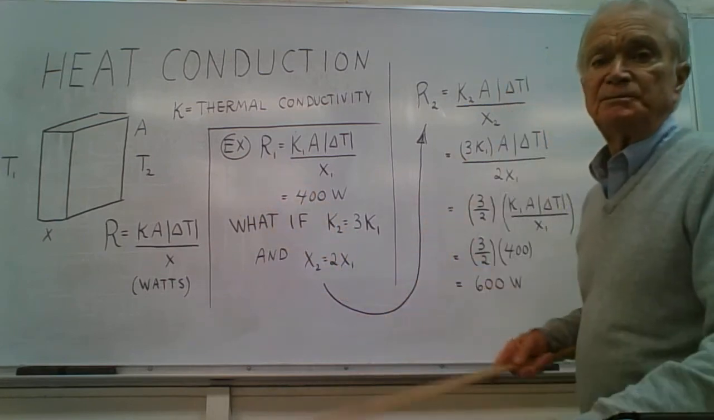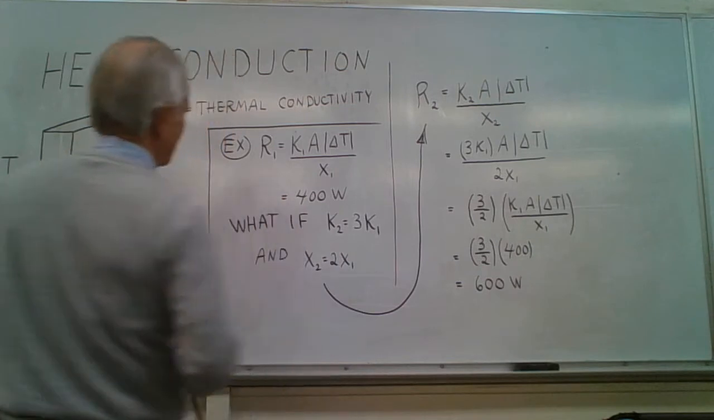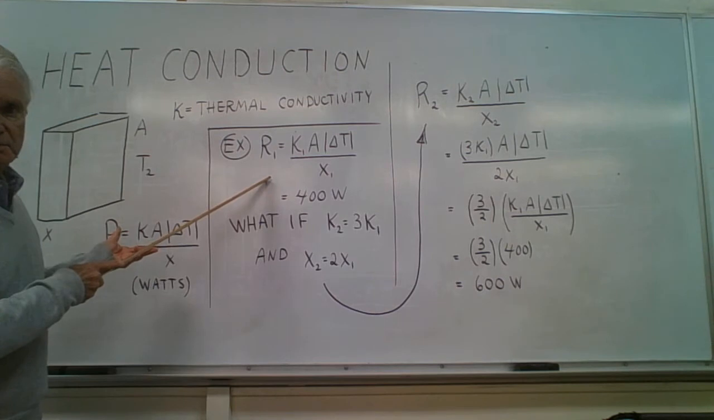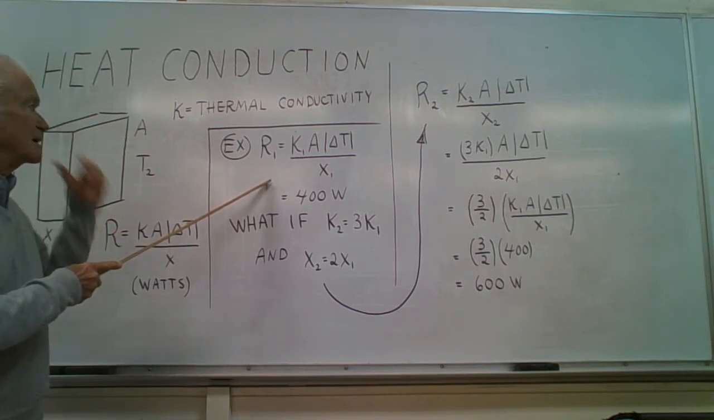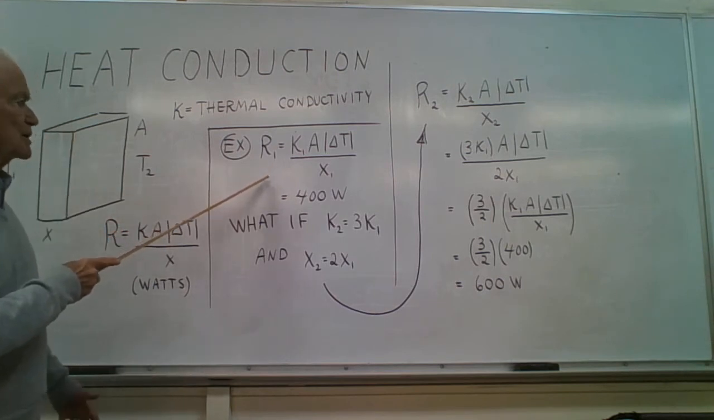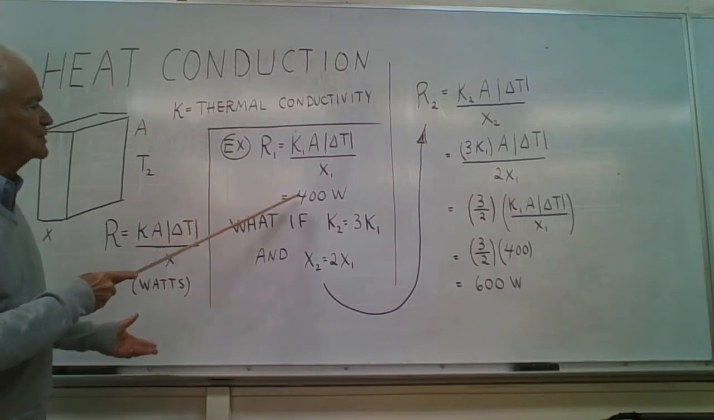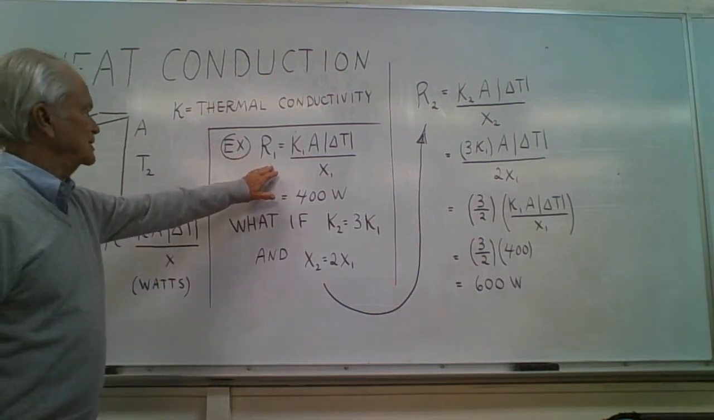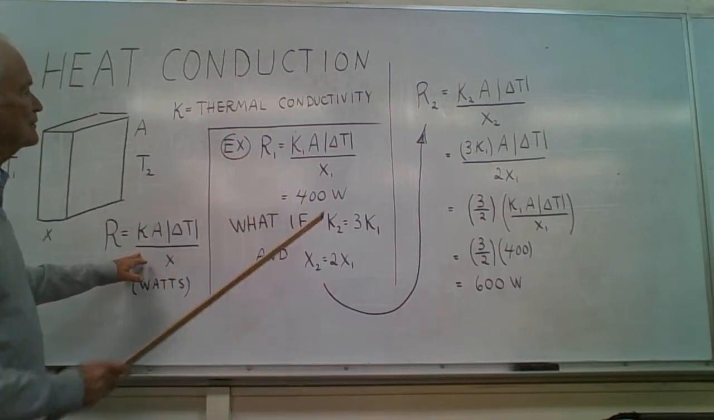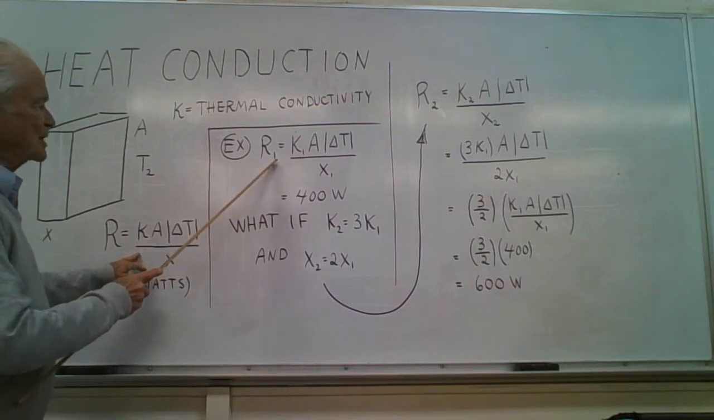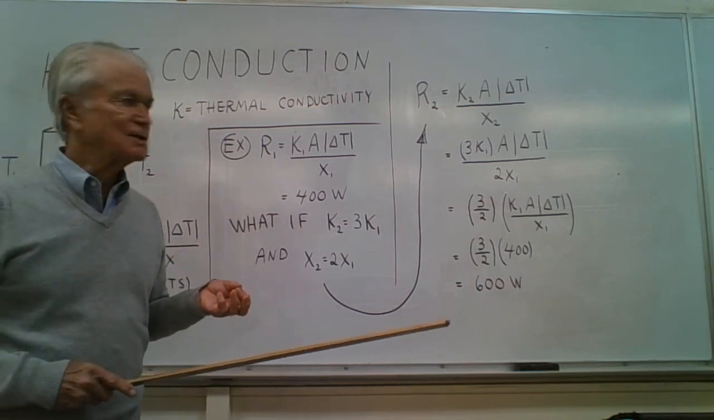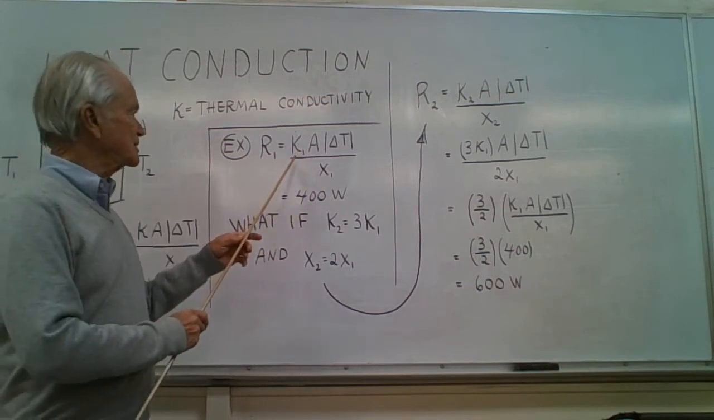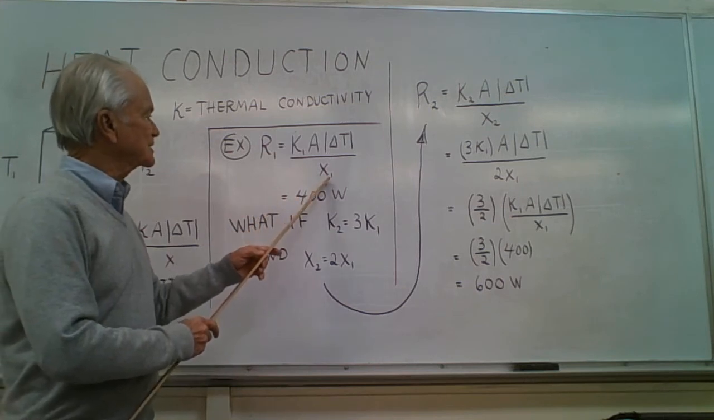Let's work an example. In the first case, a window, let it be a window. The rate of thermal energy passing through the window is 400 watts. It's calculated using the standard formula shown here, where the R is subscripted 1 to correspond to the first situation. K, the thermal conductivity, is also subscripted, as well as the thickness.